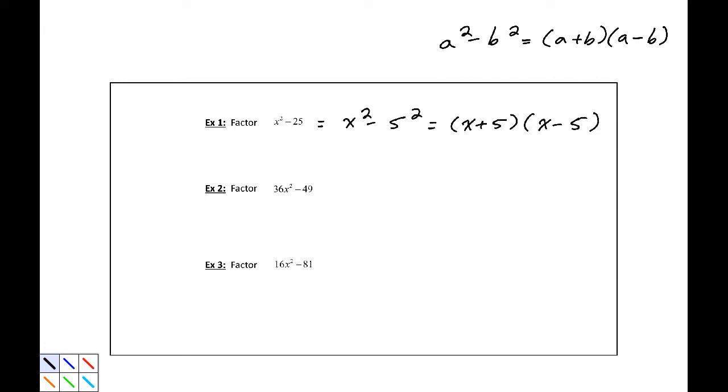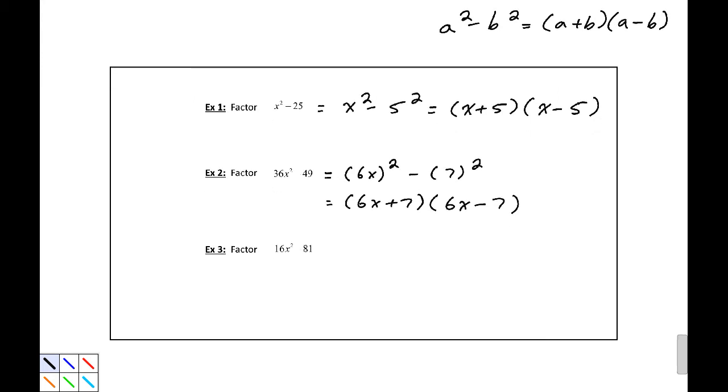Example 2: factor 36x squared minus 49. Well, I notice that this is two terms, and these are both perfect squares, so I can rewrite this as (6x) squared, which would be 36x squared, minus 7 squared, because 7 squared is 49. So this will factor as (6x plus 7)(6x minus 7). And the order doesn't matter.